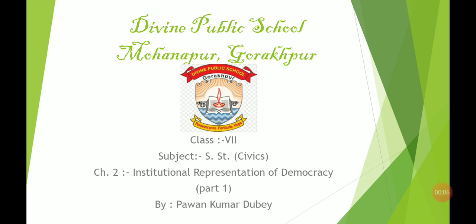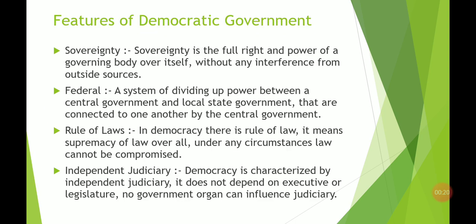Today we are going to start class 7 SST Civics chapter number 2, that is Institutional Representation of Democracy, part 1. In this chapter we'll see what are the institutions that help to run the democracy.